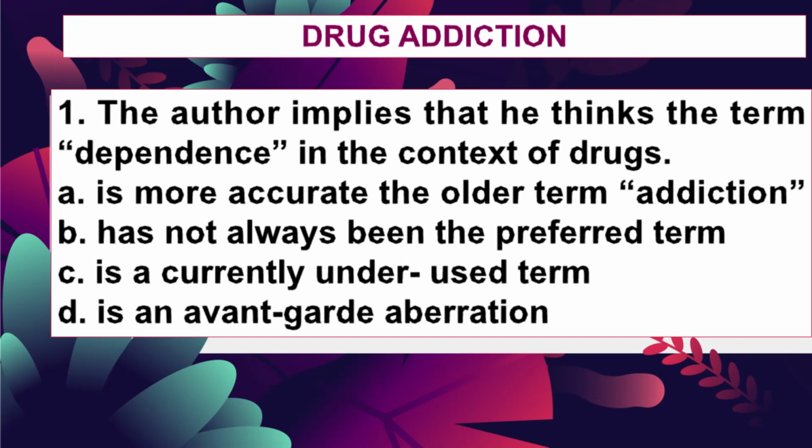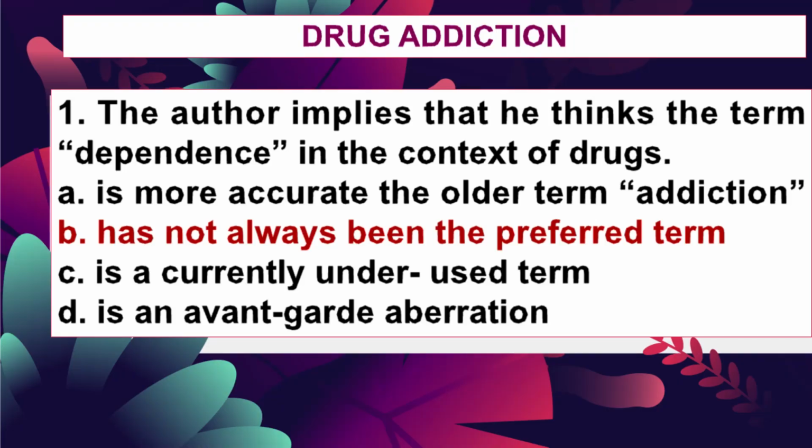Question number 1. The author implies that he thinks the term dependence in the context of drugs: A, is more accurate. The older term addiction. B, has not always been the preferred term. C, is a currently underused term. D, is an avant-garde aberration. The answer is letter B, has not always been the preferred term.